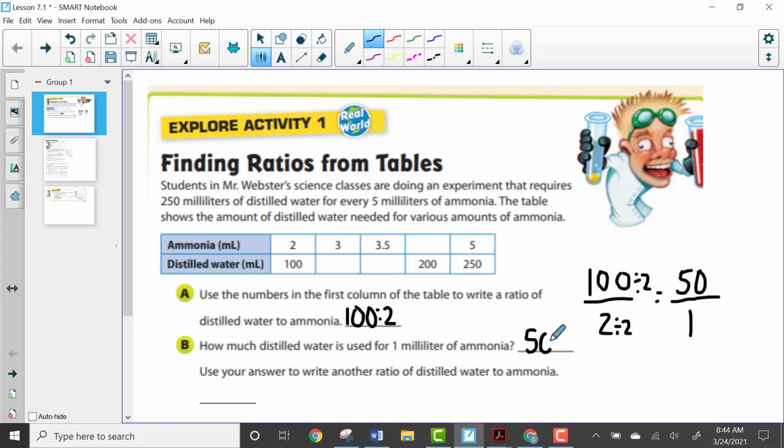When we find the unit rate, that can help us as we start to fill in some of these other missing areas of our table. Now it says, use your answer to write another ratio of distilled water to ammonia. What we can do is just take that ratio of 50 to 1 and write it right here for letter B. And I would like you to do that with me as well.